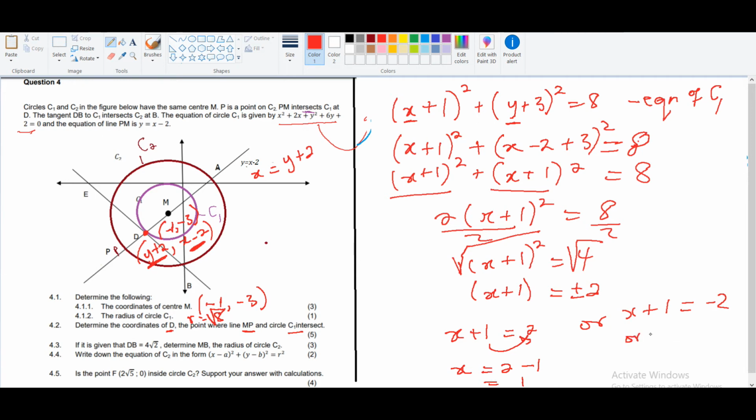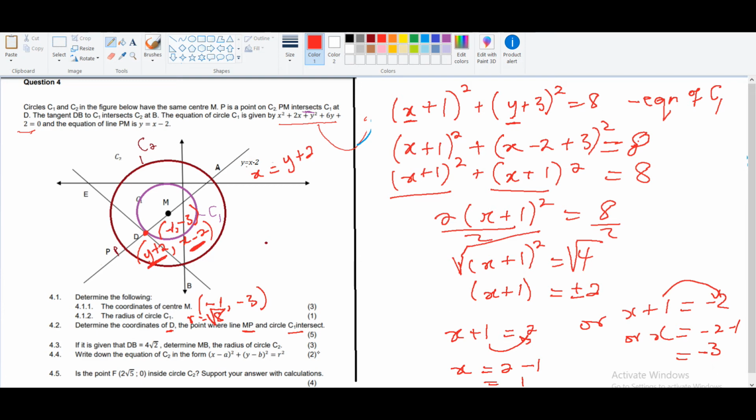This side, you transpose that product, this one, to that side. Then that means you have x equals minus 2 minus 1. Then that means you remain with what? Minus 3. So now you have x as 1 and the other x as negative 3.